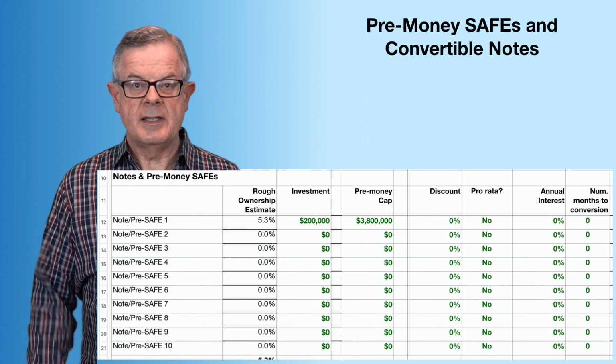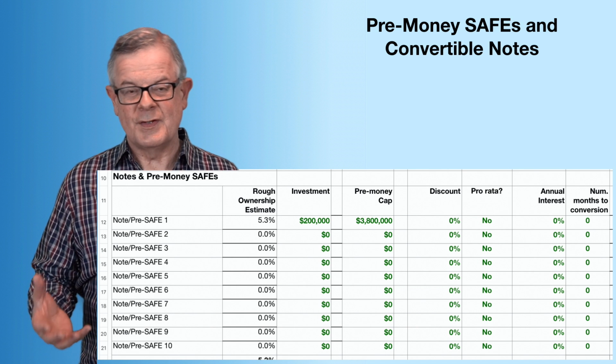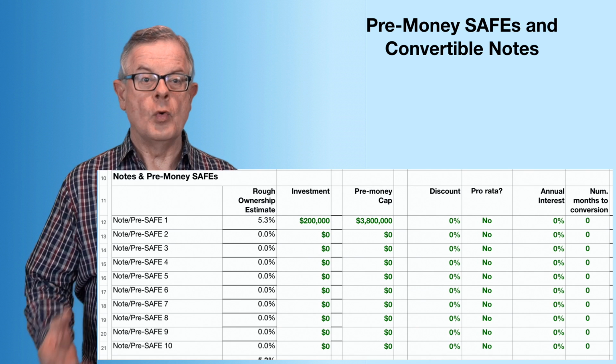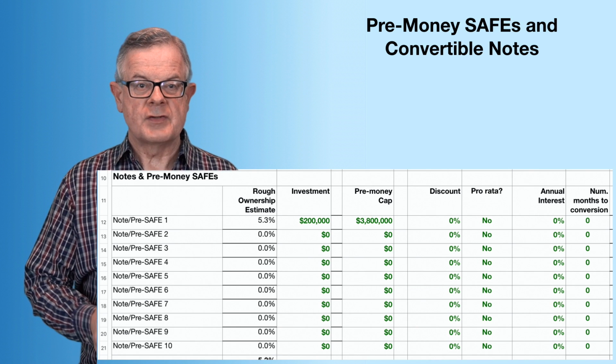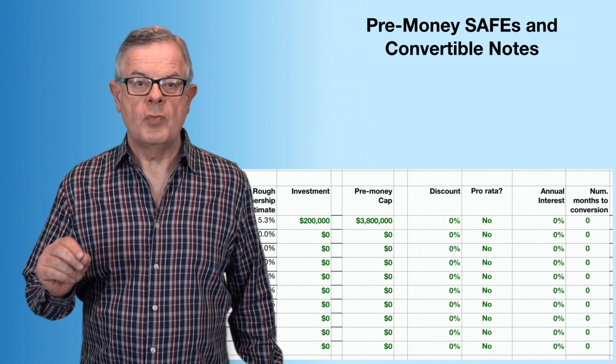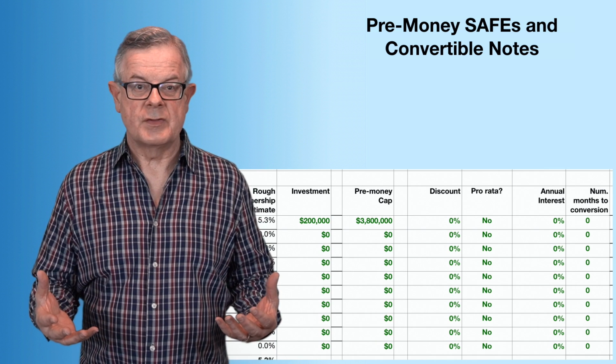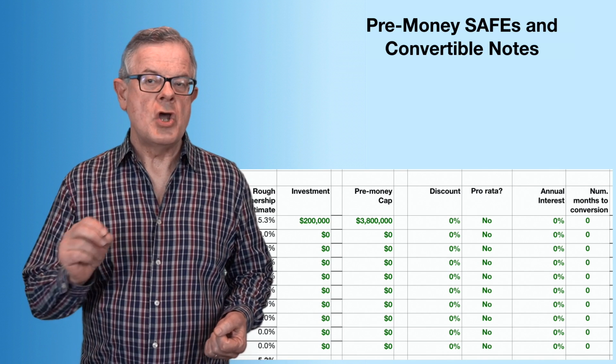Now, you can see here in the spreadsheet, there's room for a total of 10 of those. I've just filled in one since the Y Combinator example had one pre-money safe. So you can see here, it's a $200,000 investment, a $3.8 million pre-money cap. There's no discount, so that's zero, and there's no pro rata.